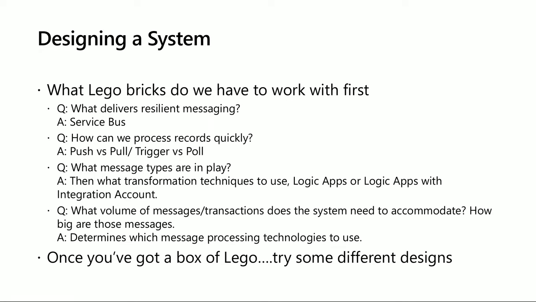Next question is, how do we actually manage to process those records? We can either work on push, where data comes in and taps us on the shoulder, or we can pull, so we can go and look for it. And do we look for a trigger, something like Event Grid maybe, or do we poll? There are pros and cons to all of those that we work through.